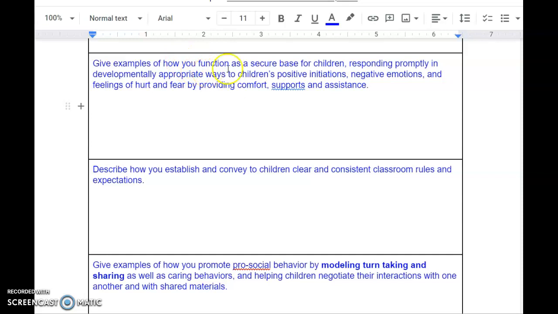Give examples of how you function as a secure base. Another word for the secure base is how do you offer an attachment to your children? And we're giving examples of things that you could do. Do you respond promptly to what's going on? Are you acknowledging hurt feelings and providing comfort? Give examples of what you do.